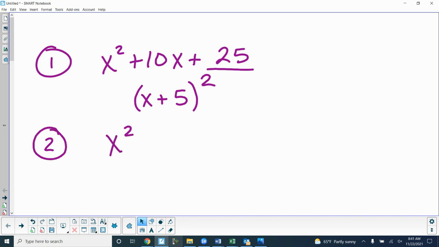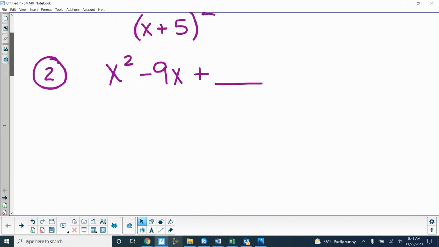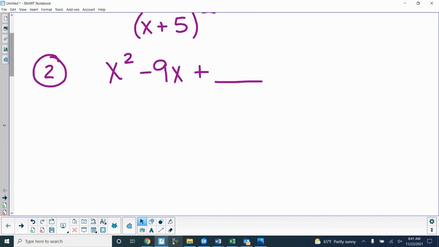So number 2, we have an odd number for our b values. So add your blank. What did I tell you to do when it was an odd number? Did I tell you to use 4.5 squared, or did I tell you to use 9 over 2 squared? 9 over 2, yeah. So when it's an odd number, just write it as a fraction. What's 9 squared? 81. What's 2 squared? 4. So 81 fourths should be in the blank.